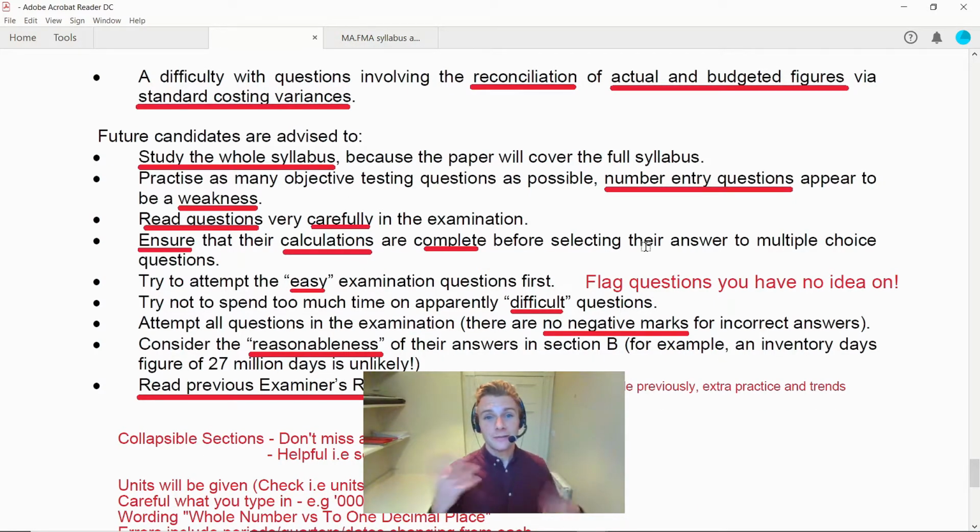Difficulty with questions involving the reconciliation of the actual and budgeted figures via standard costing variances. Again, it's going to be question practice, but just try and lay it out. Just keep it simple for yourself. Have the actual, have the budgeted, and then have another column on the end, positive and negative. Are we better or worse off? And then that is going to show your differences in the standard costing variances. Just think about it. Variances is just a case of did it work out better for us or did it not, and are we in a worse situation? Just try to keep it simple for yourself.